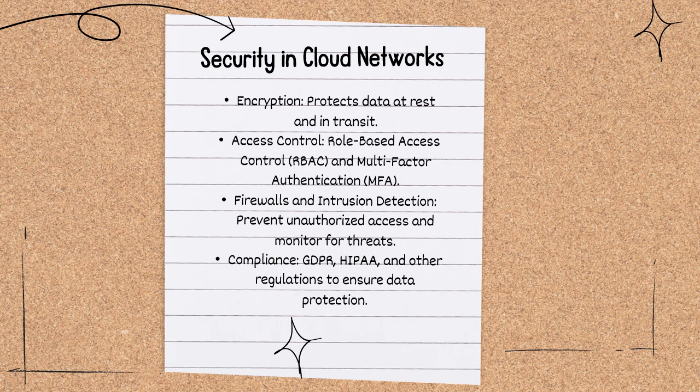Firewalls and intrusion detection are the technologies, or we can say the software, a cloud network provides when it comes to security. They prevent unauthorized access and monitor for threats. And compliances: what are the compliances? That is GDPR, HIPAA, and other regulations to ensure data protection.